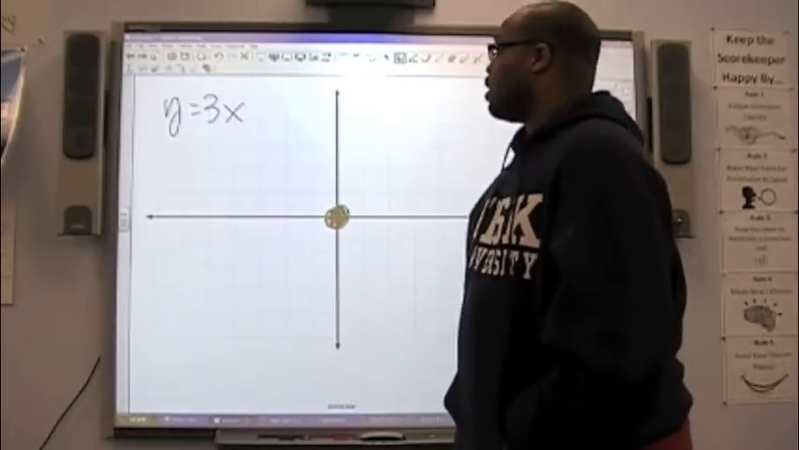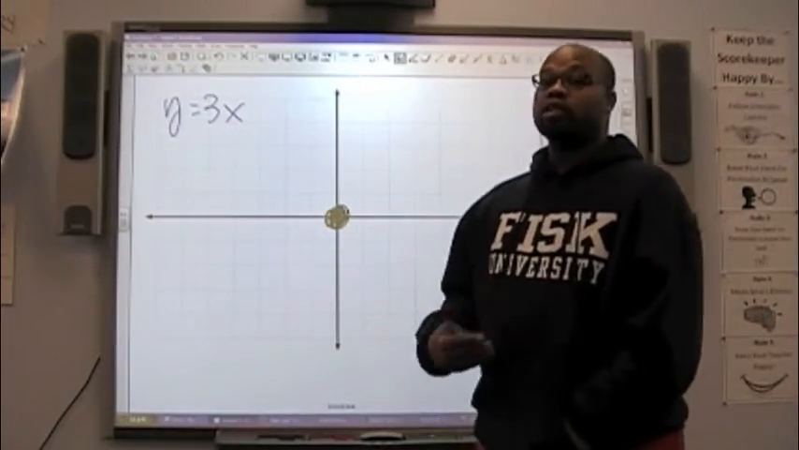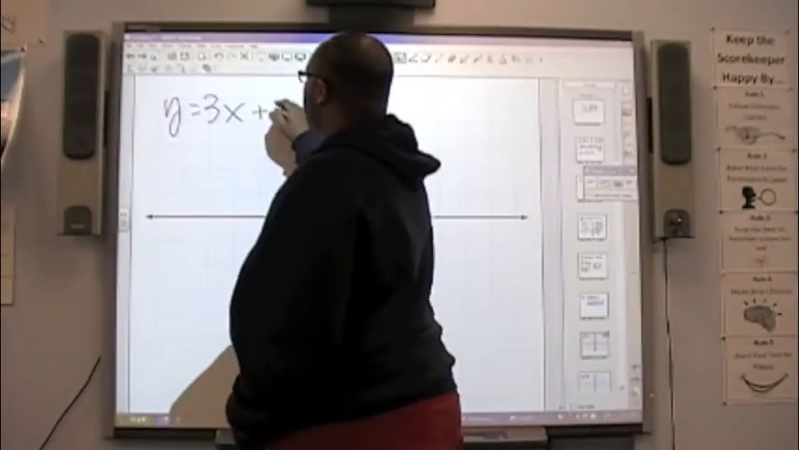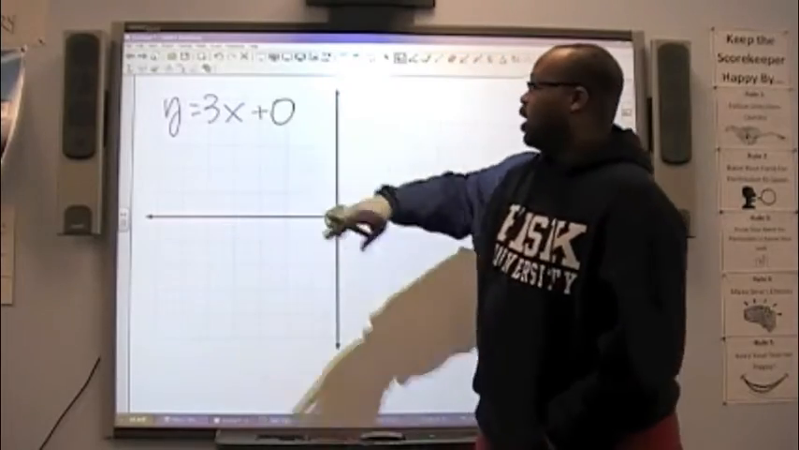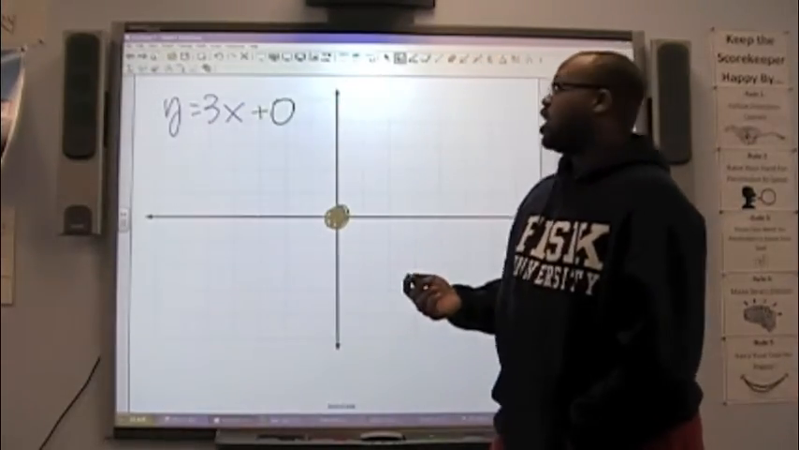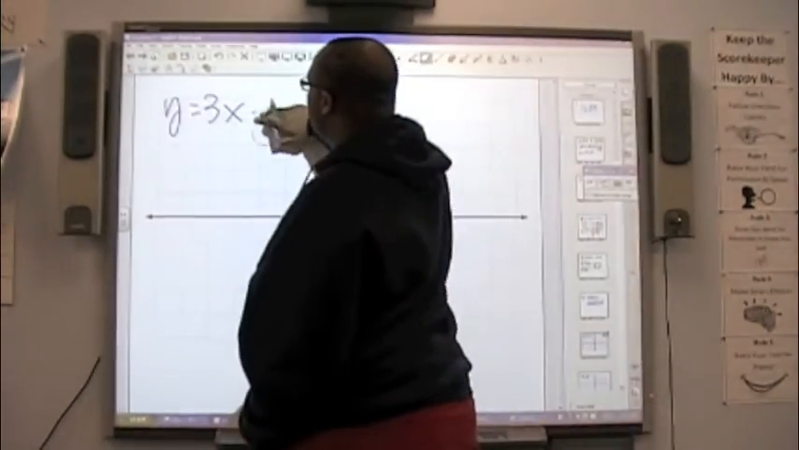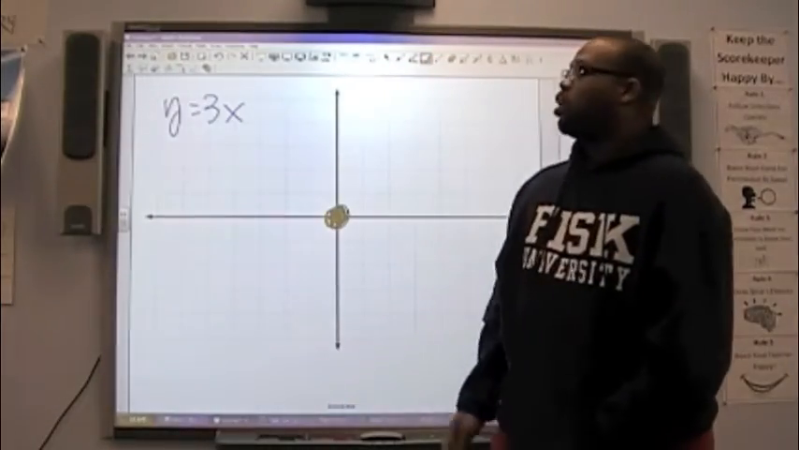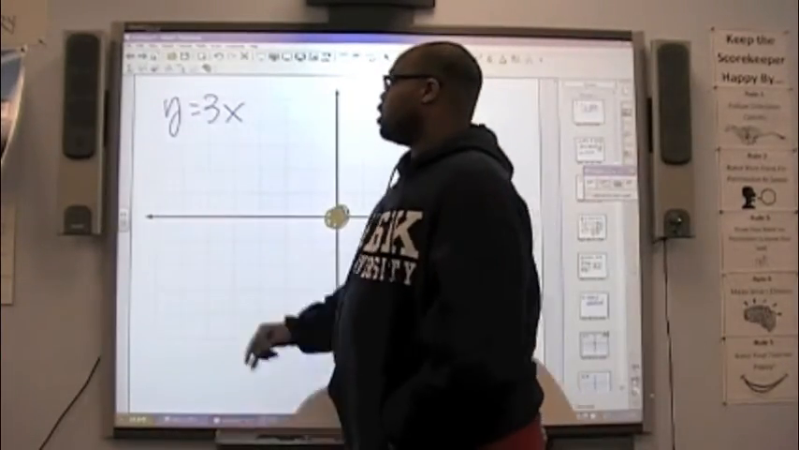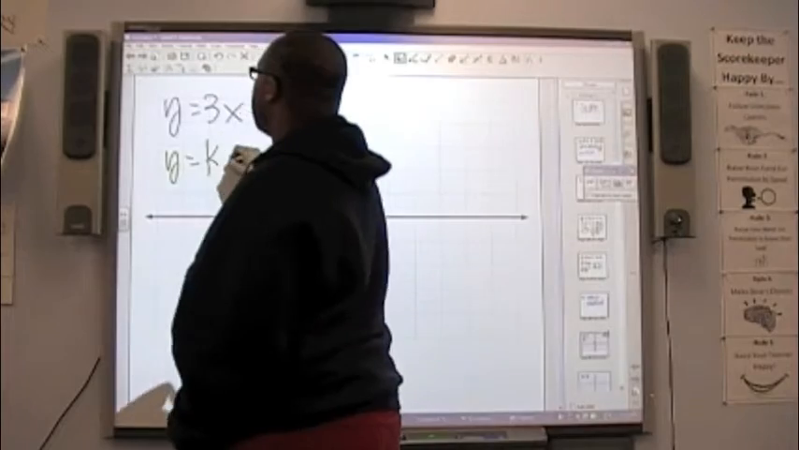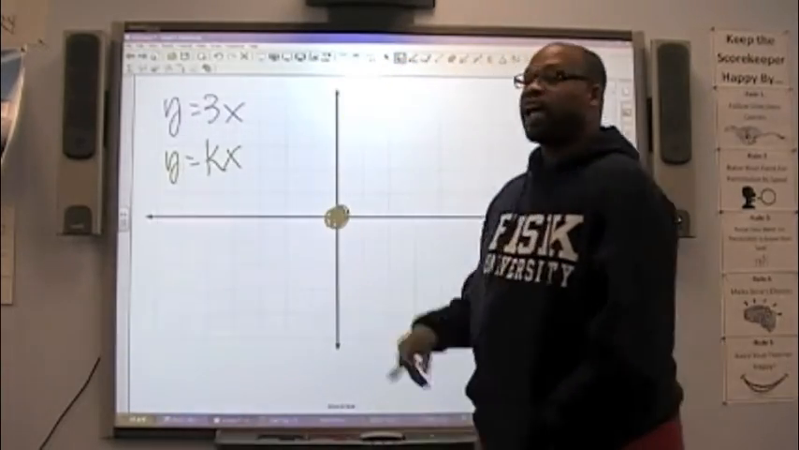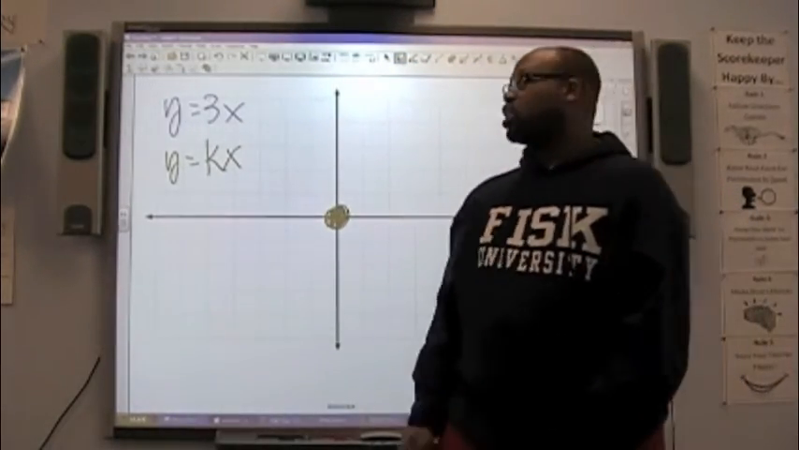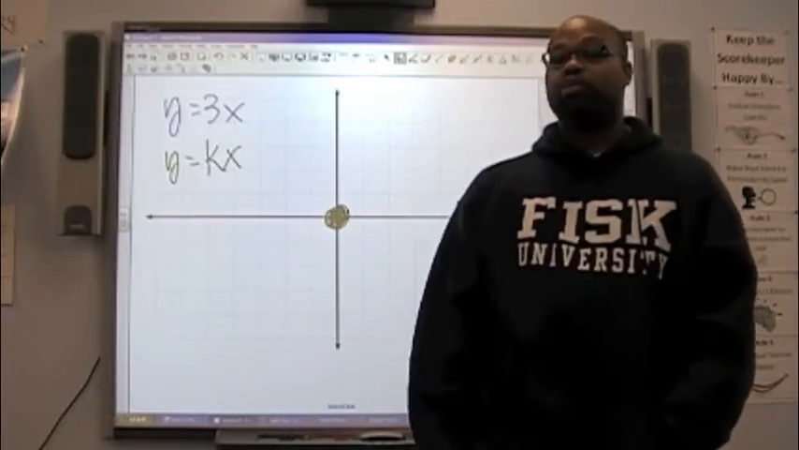Another way to think of this, if you're familiar with slope-intercept form already, then you know that b is 0. And so you know you need to start at the origin anyhow. But if you're not familiar with that, just follow my steps here. And so if this is a direct variation equation in the form of y equals k times x, we start at the origin. Then we use the slope to determine our next point.